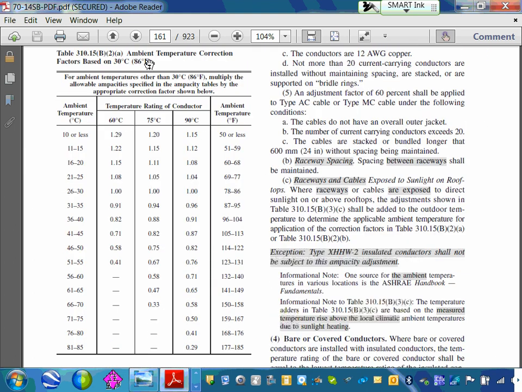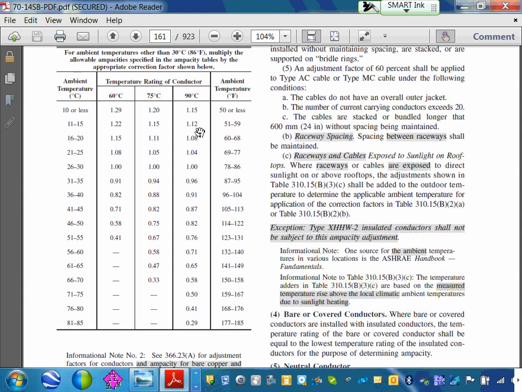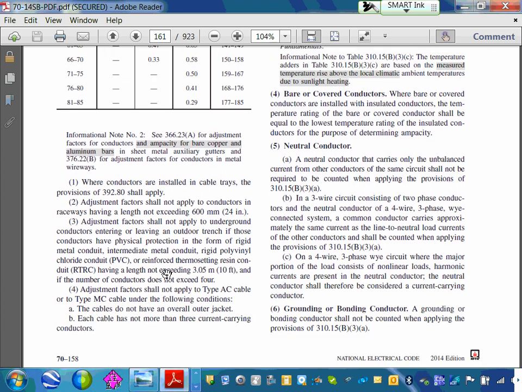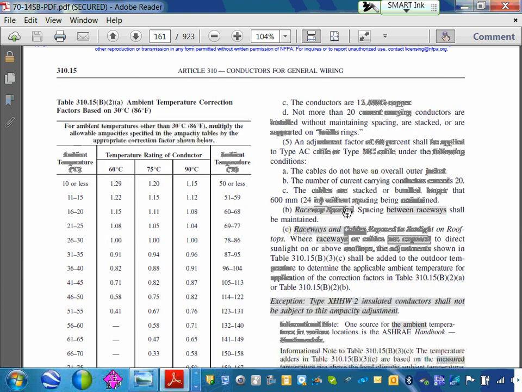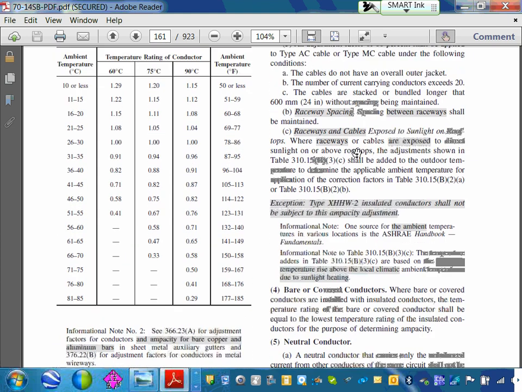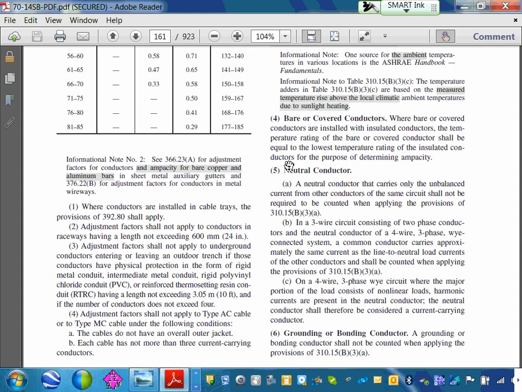Everybody can see the ambient temperature derating. Did you guys highlight this table? Okay, everybody highlight. Ambient temperature. 24 inches. Here you go. The adjustment factor shall not apply to underground cables entering the trenches. Okay, so the adjustment factor shall not apply to underground cables.